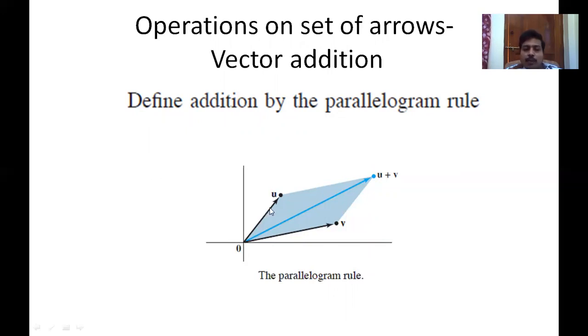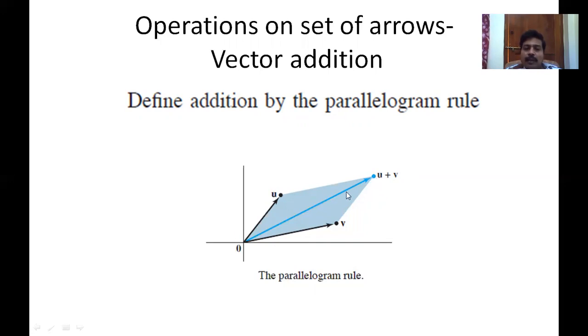If this is U bar and this is V bar, you can construct a parallelogram by drawing a vector which is parallel to this one joining here. Similarly, we can draw another vector which is parallel to U bar joining V bar here. The point where these two lines coincide is this one, the position vector of this one.